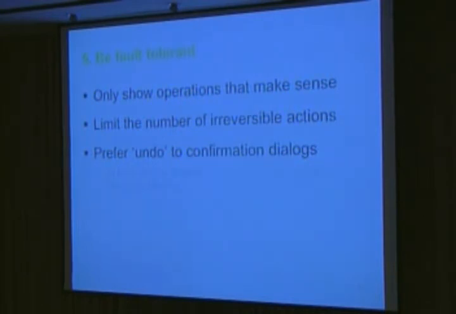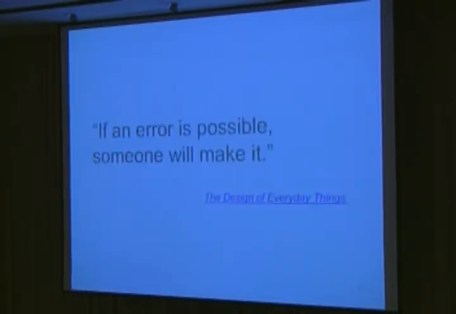There is a reason for that. When users get more familiar with your application, they tend to make fewer mistakes. By using the undo feature instead of confirmation dialogues, you actually save your user a click, and that's very important in user experience. Another quote: if an error is possible, someone will make it. That's another reason why you have to make your application fault tolerant.